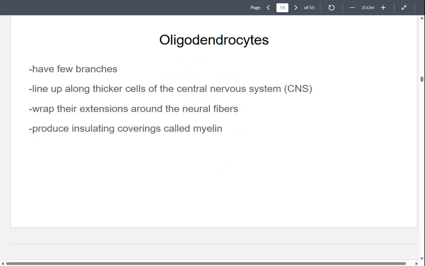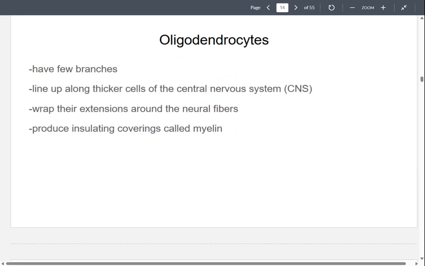Oligodendrocytes have some branches. They line up along the thick cells of the central nervous system and wrap their extensions around the neural fibers, specifically around the axon of the neuron. We will get to that in just a second, but when they wrap around the axon, they produce an insulating covering called the myelin sheath.